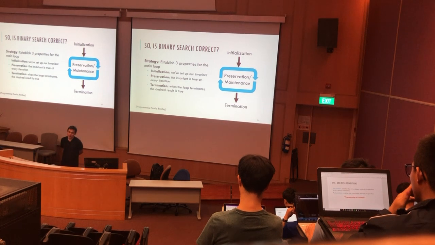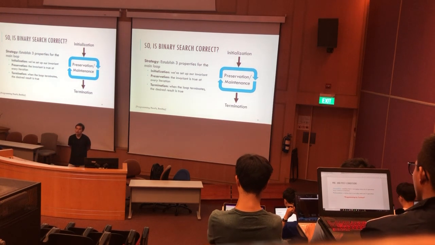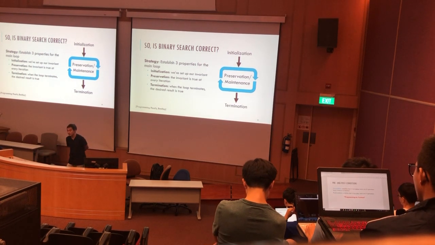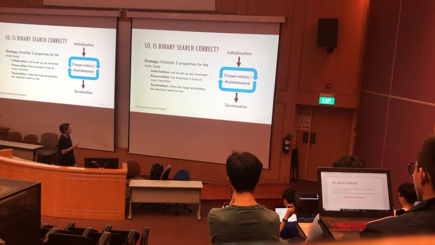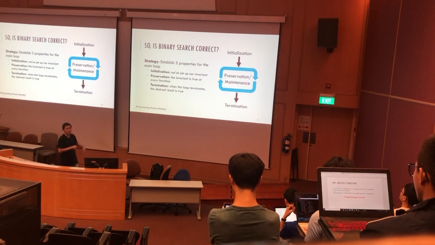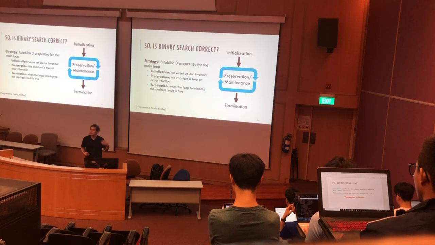So to check whether binary search is correct, we need to establish three main properties. One, initialization, that we set up our invariant correctly. Preservation, that the invariant is true at every iteration, so before and after. And when the loop terminates, the desired result is true. So let's look at a concrete example to make this more understandable. But that's the basic idea.